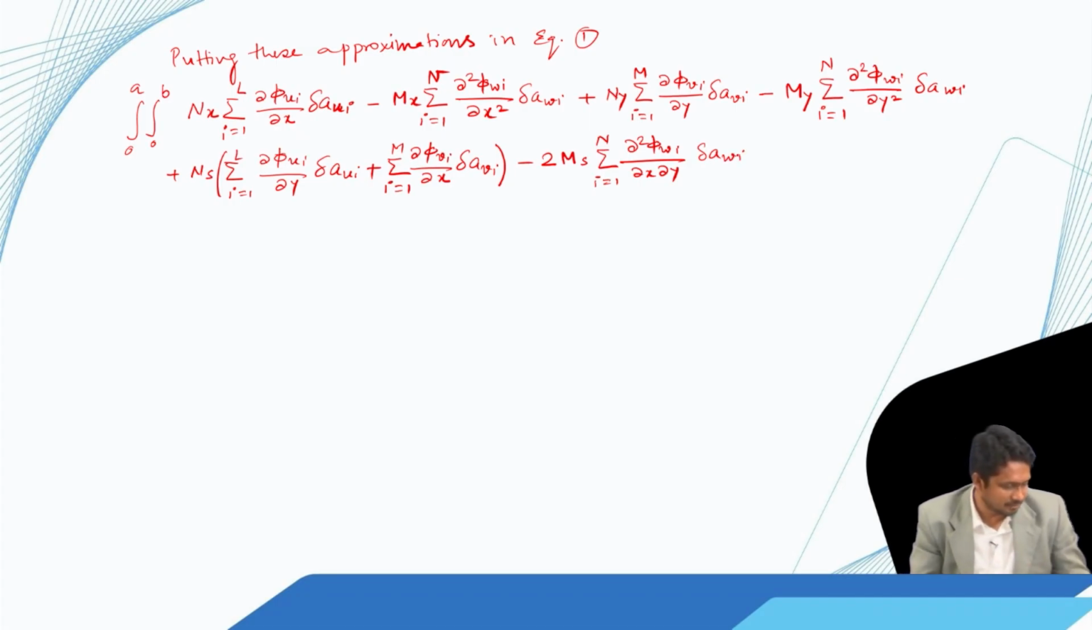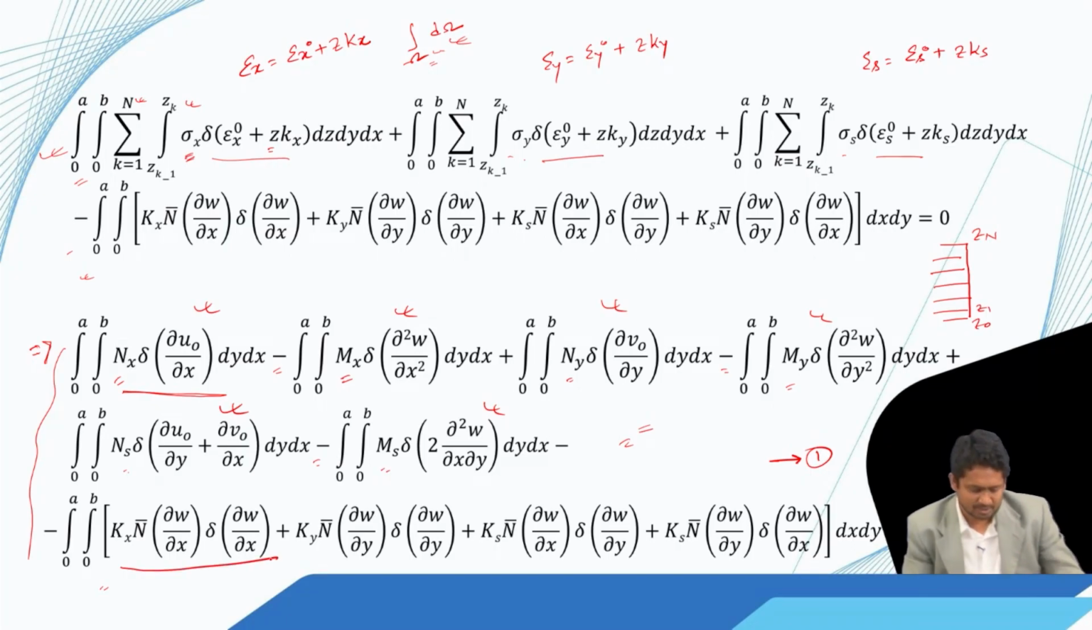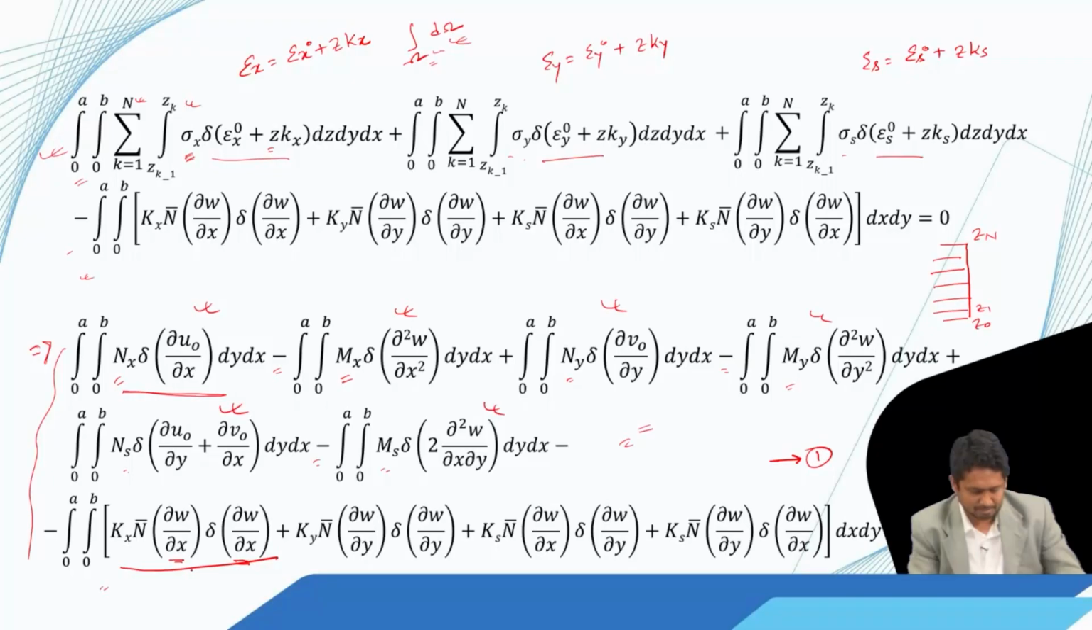So, if I look at these terms, we have dealt with this one, this one is done, this one is done, we have dealt with this one and this one. Now, we have to take care of these terms. So, here we have del w by del x and variation of del w by del x, and the sign is minus here.